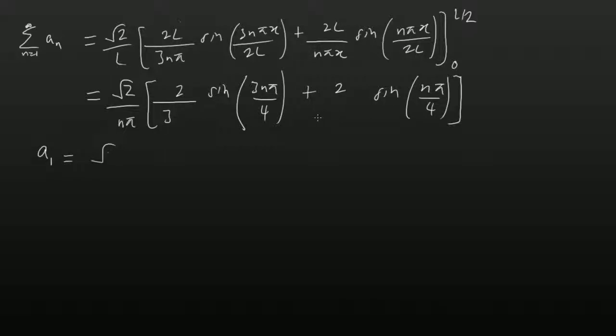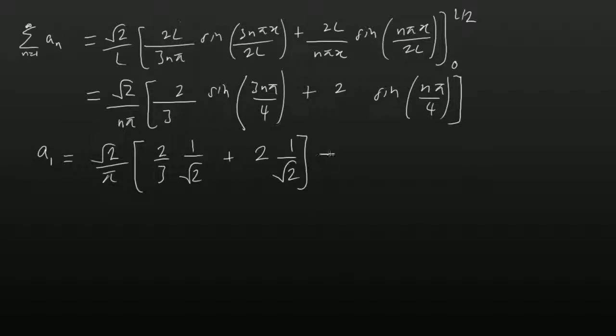Okay, so we get 2 root 2 on pi times 2/3, and when n equals 1, this sine becomes a 1 on root 2. We remember our trig triangles. Plus 2, and again this one is also a 1 on root 2.